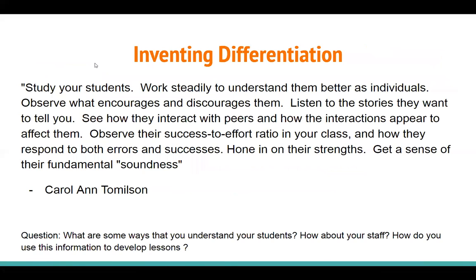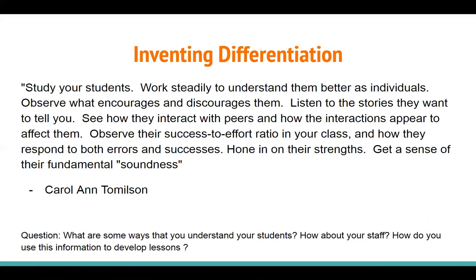In this article, educator Carol Ann Tomlinson discusses her journey of understanding the importance of differentiation, but examines it from multiple lenses. She also offers a powerful quote about how to get started with differentiation when you're not completely sure where to start. She says, study your students. Work steadily to understand them better as individuals.